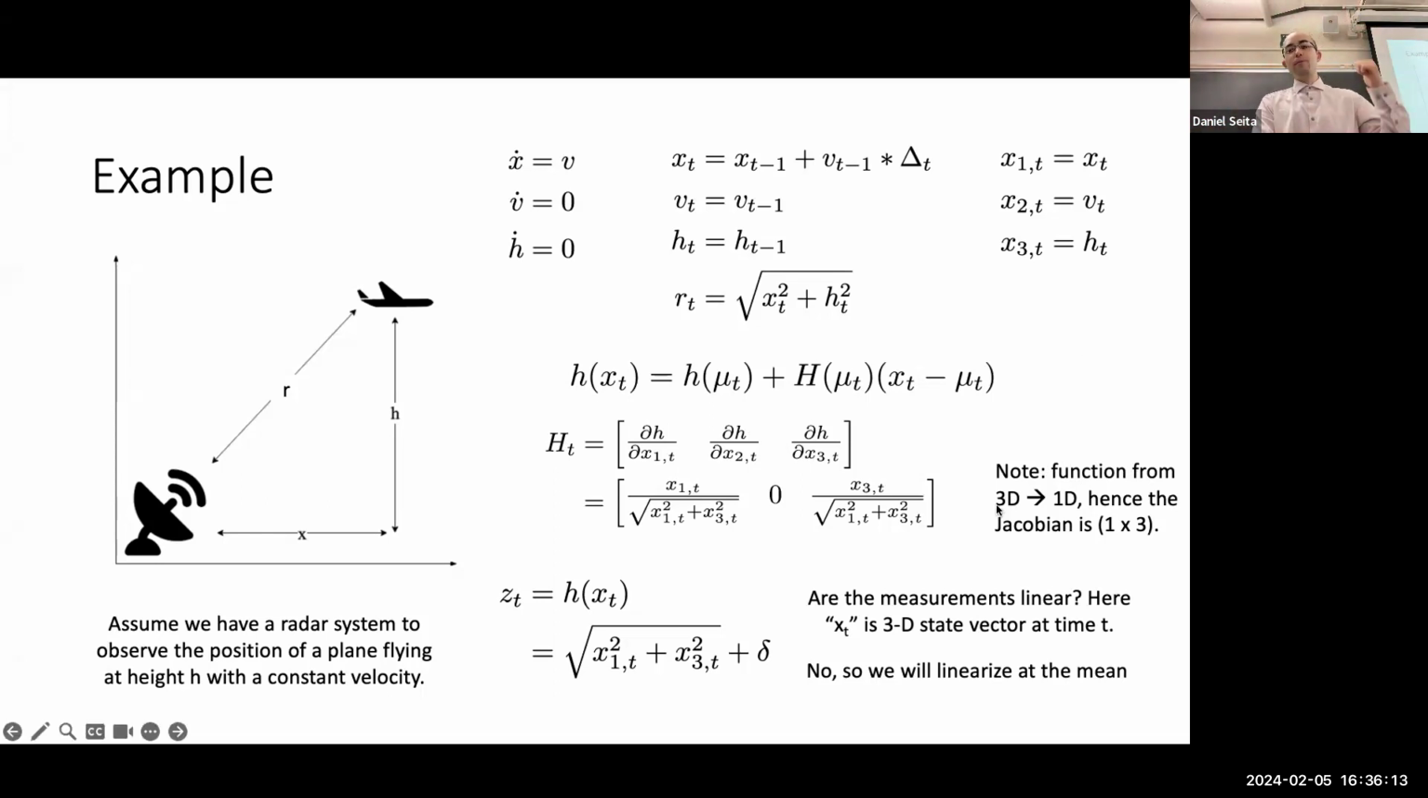So it's a function from 3D to 1D. So the Jacobian is 1 row by 3 columns. That's why you see the 3 things there. If you look at this line, this is just the definition of a Jacobian. If you look on Wikipedia, you have the definition of what a Jacobian is. We're just plugging in that definition here.